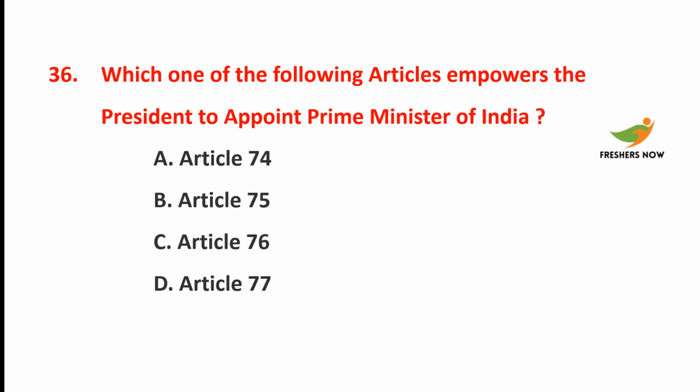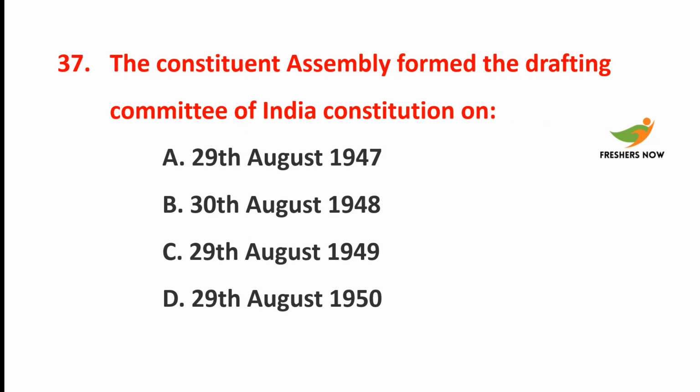36th question. Which one of the following articles empowers the President to appoint Prime Minister of India? And the answer is B. Article 75. 37th question. The Constituent Assembly formed the drafting committee of Indian Constitution on? And the answer is A. 29th August 1947.